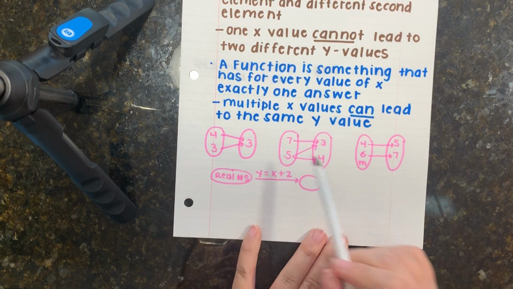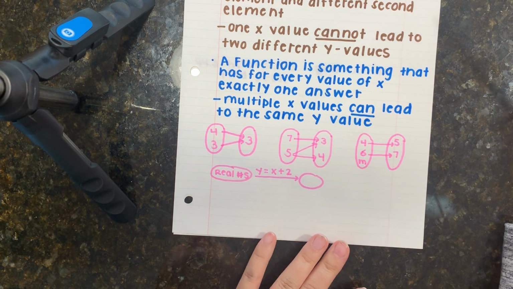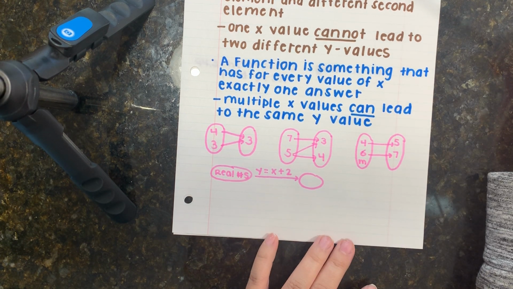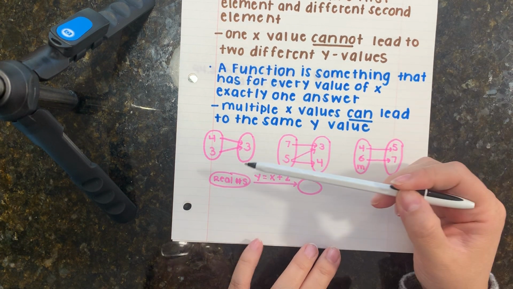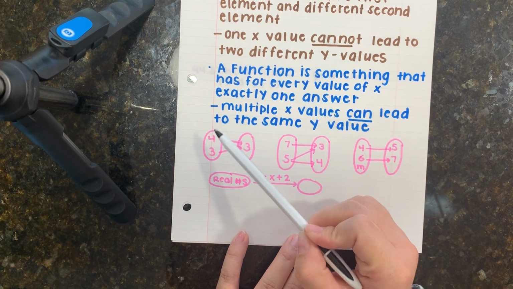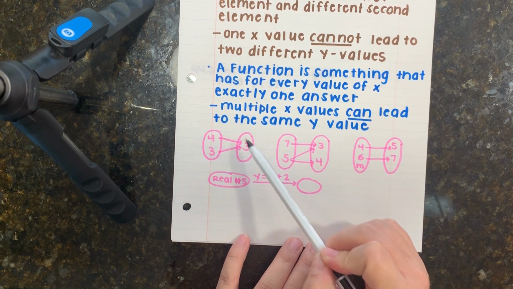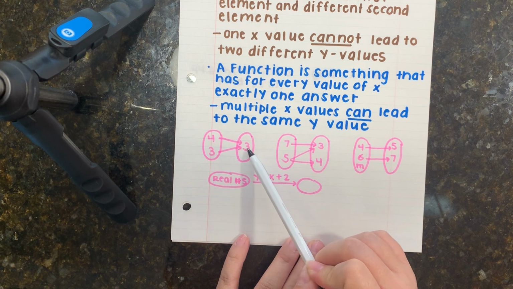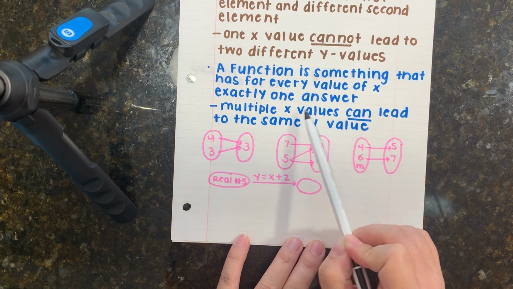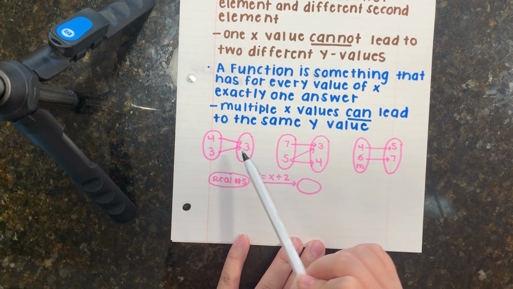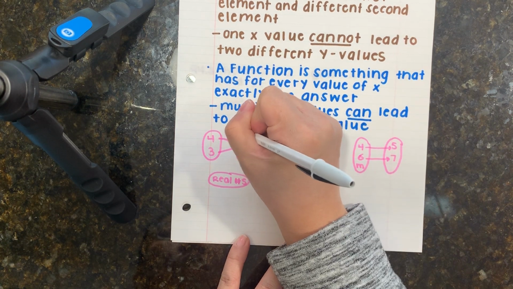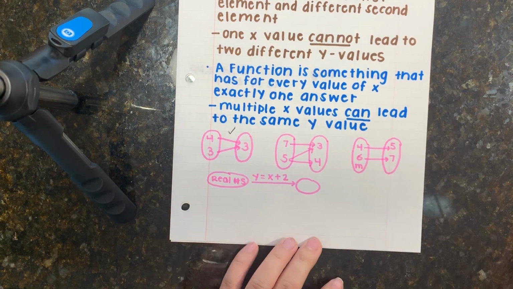So if I'm looking at these boxes down here, I need to determine if these are functions. So if I look at this first box over here, I have one x value that leads to a y value and one x value that leads to a y value. So I have multiple x values that lead to the same y value. So this right here is a function.